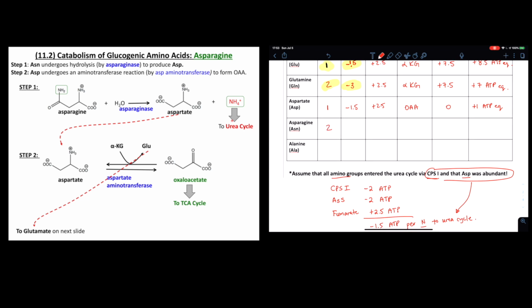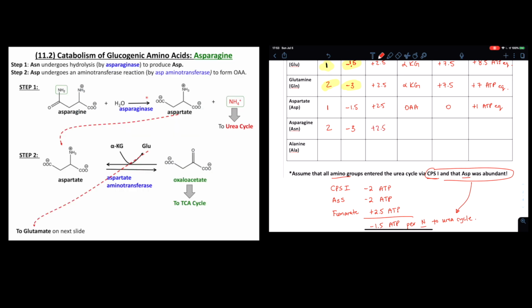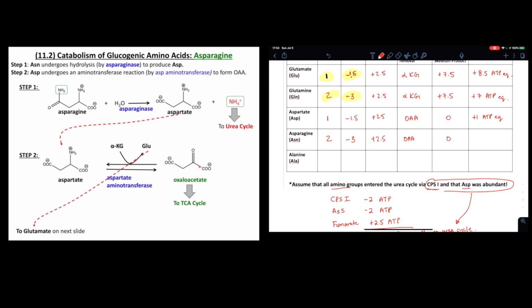With asparagine, we used 2 nitrogens there, or we have 2 nitrogens on the structure, so it's going to be -3. We still have to do an oxidative deamination step, which occurred right here. It's going to be worth 2.5. Remember that the carbon skeleton that gets produced from asparagine is the same one that gets produced from aspartate, which is going to be oxaloacetate. And by our convention, it's not worth any ATP. When we add up all of these values, we are going to get minus 0.5 ATP equivalents.